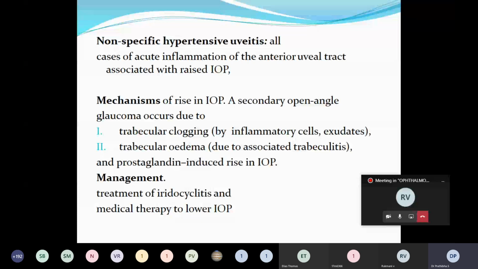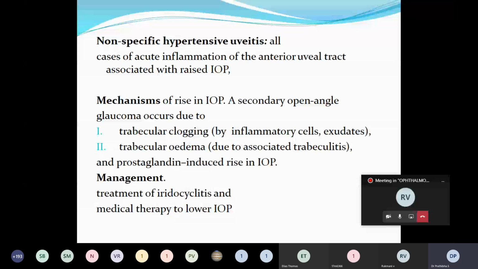The other mechanism is that there may be inflammation of the trabecular meshwork itself. There may be edema there, so that is called trabeculitis. This can occur, and then there will be a prostaglandin induced rise in IOP. So these are the mechanisms of how raised IOP occurs in uveitis.